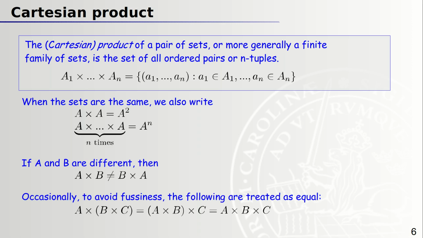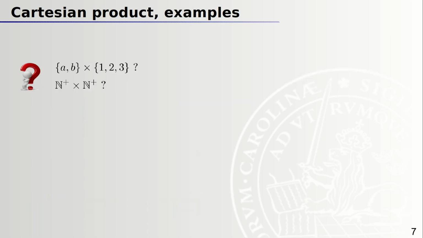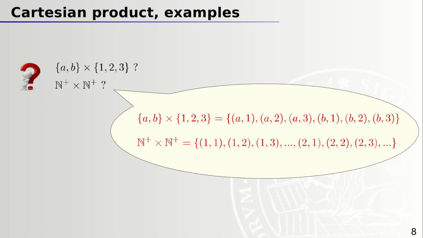Generally, when multiplying multiple sets into a Cartesian product, we won't be fussy about the order in which they are built. For instance, what do these two Cartesian products look like? The first is a 6-element set of ordered pairs combining every element of {A, B} with every element of {1, 2, 3}. The second is the set of all pairs of positive natural numbers.